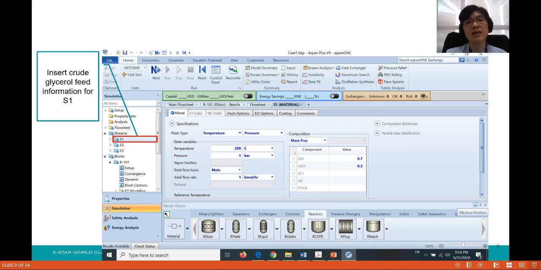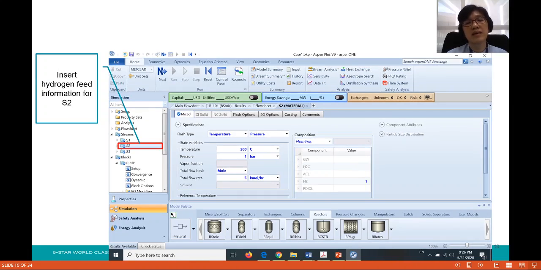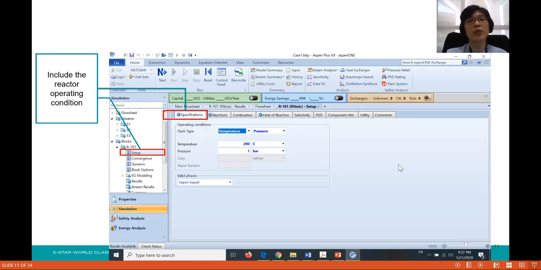Next is the page to include the feed information for S2, which is pure hydrogen. As usual, the temperature and pressure are the same as the crude glycerol, but the flow rate here is 5 kmol per hour. In terms of mass fraction, in the section on your right, you have to put 1 for the hydrogen. Okay, let's move on.